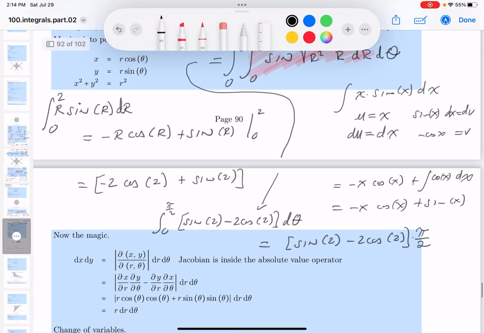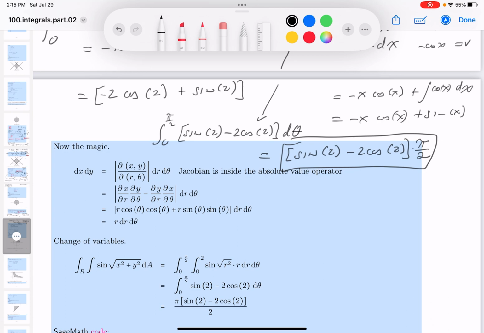Am I getting the answer that they said? I don't know. Maybe I made another error. I made a lot of errors in this problem over here. Let's see. We got the pi over 2, sine 2 minus 2 cosine 2. Yeah, we're good. All right.